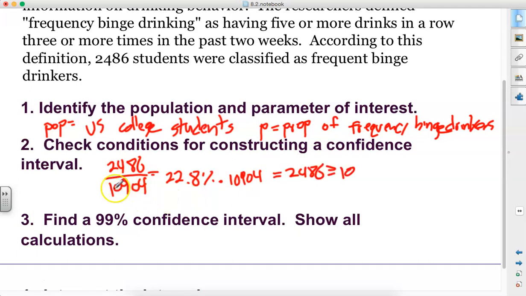All right, and if you subtract these, that'll give you Q. And then, of course, you go through the same process with Q. Q times 10,904 is still just going to give you the value for Q again. So obviously, if you subtract 2,486 from 10,904, you're going to get a value that's bigger. It's going to be like 7,100 and something. Obviously, it's going to be more than 10. So in this situation, yes, NP is greater than 10 and NQ is greater than 10. So it meets all of our conditions.